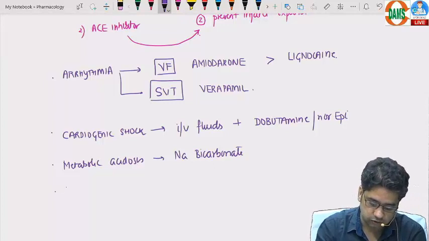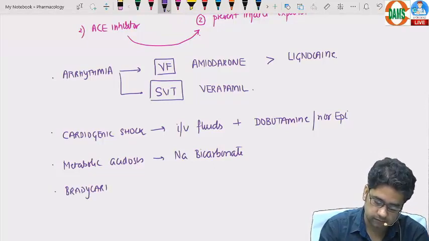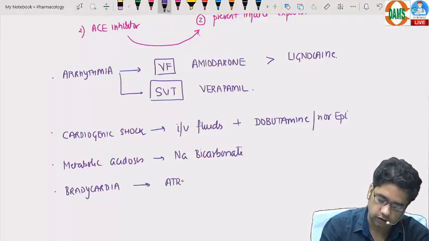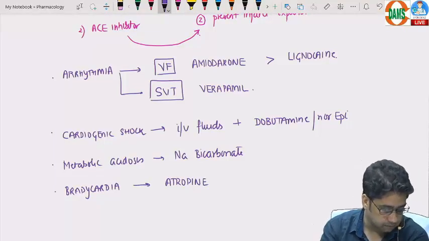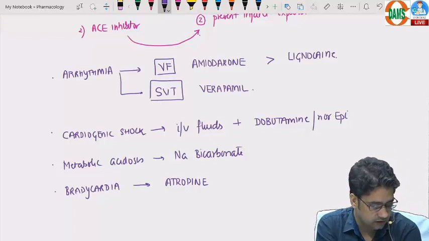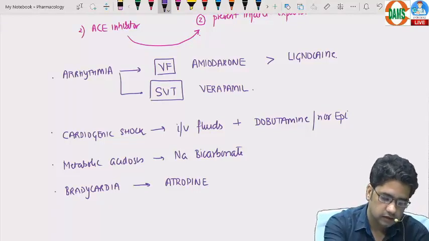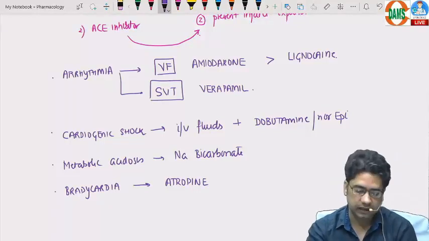And if the patient is going into bradycardia, which drug would you like to give? कोई भी कारण आ जाए ब्रेडिकार्डिया का, कौन सा ड्रग देते थे? एट्रोपिन. So these are the complications. Yes, now you know everything. Now you have prevented the complications.